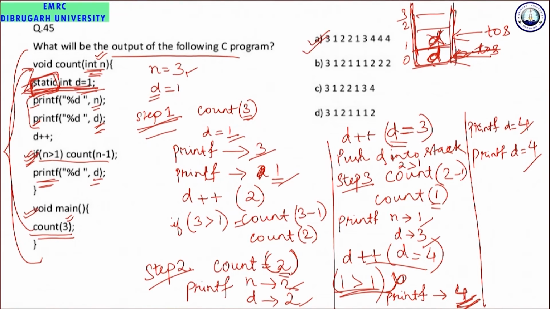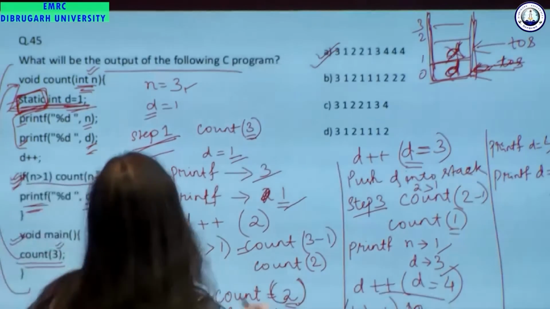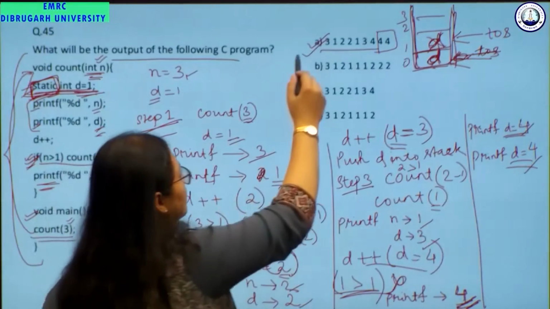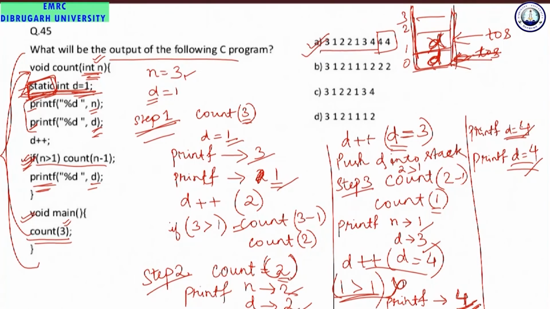So, your answer to this question is this one. I hope you have understood the difference of static, because till here you will easily get what the difference is. I hope you have understood how this 4 came and how this 4 came. So, this is all about this question. So, the answer is A. Then coming to the next question.